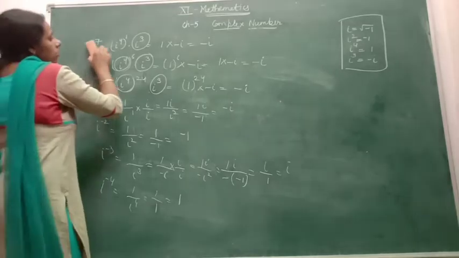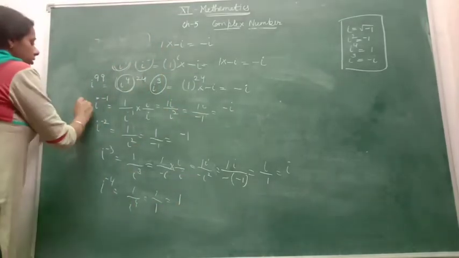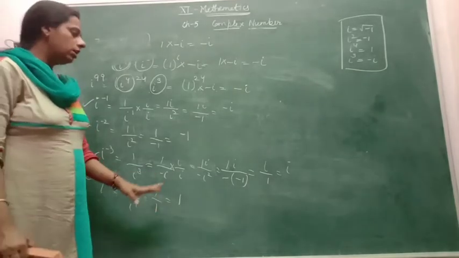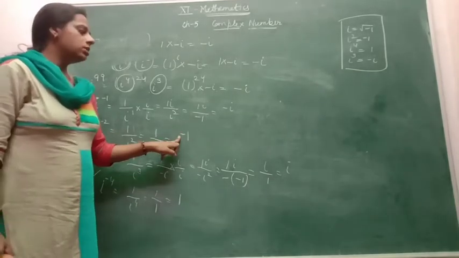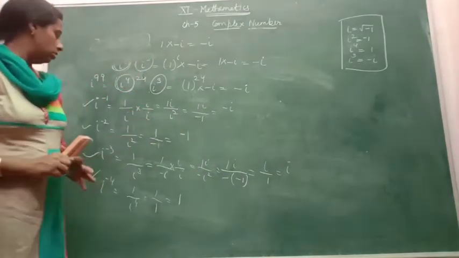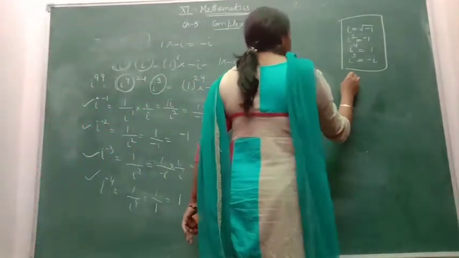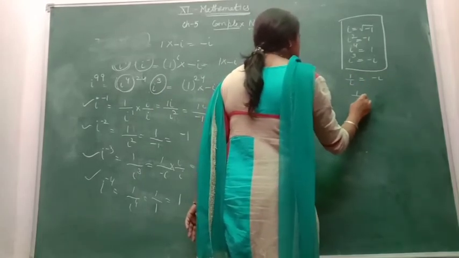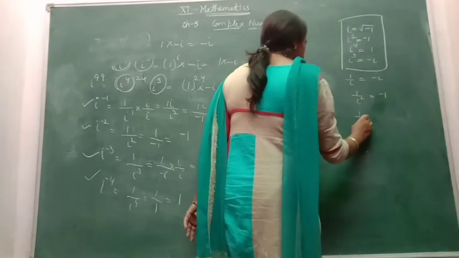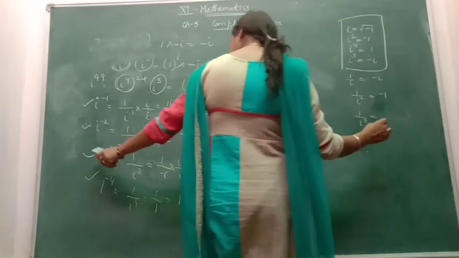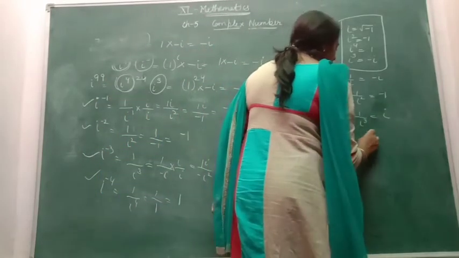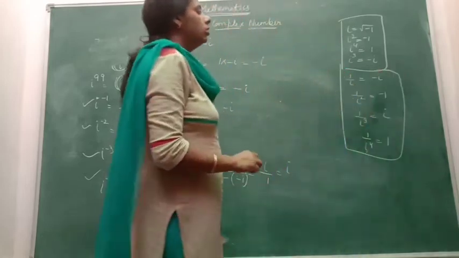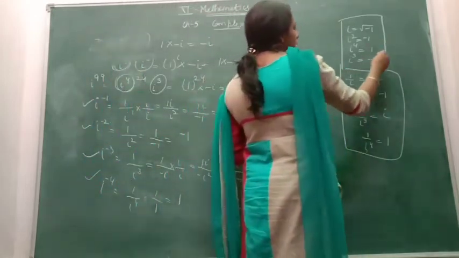Okay, now come to the next point. Observing these 4 values, you will see that their answers will always be 1, minus 1, plus iota and minus iota. Your answer of 1 by iota is minus iota, 1 by iota square is minus 1, 1 by iota cube is iota, and 1 by iota power 4 is 1. Okay, these are the values. The answer should be in the form of iota.